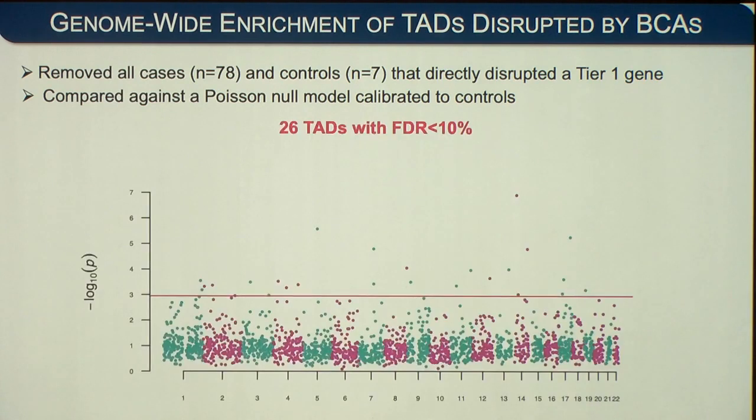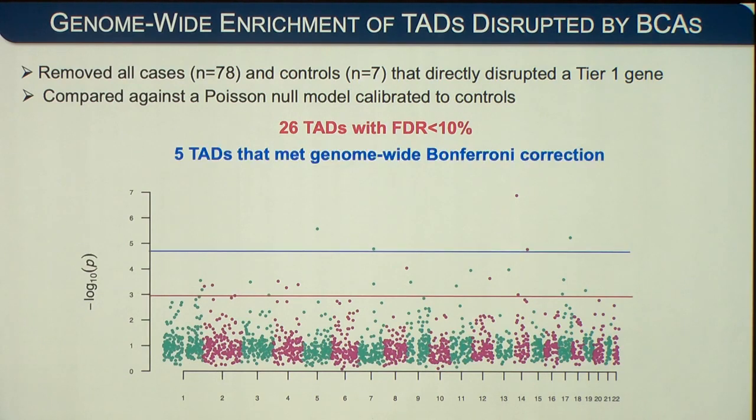What we observed was 26 TADs with a false discovery rate less than 10%, 5 of which met a strict Bonferroni correction. Now, these TADs are likely to represent a combination of genic effects, truly novel positional effects, and other known mechanisms.